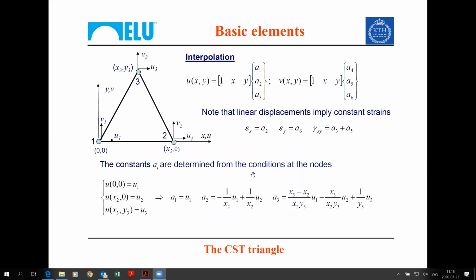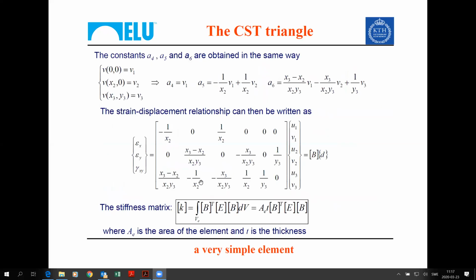Here, we don't actually need to go through the shape functions. If you look at epsilon x, epsilon x should be equal to a2 because it's du dx. The other two terms will disappear. So a2 is minus 1 over x2 u1 plus 1 over x2 u2. We can put this directly in our B matrix: minus 1 over x2, 0, 1 over x2, and then 3 more zeros.